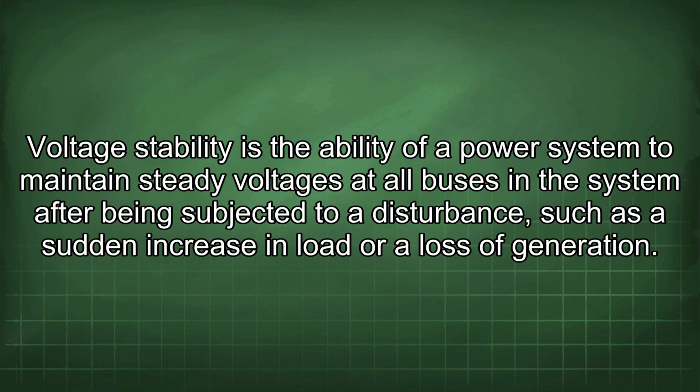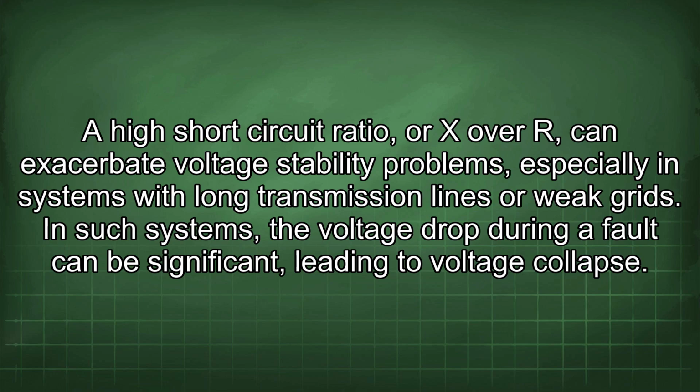Voltage stability is the ability of a power system to maintain steady voltages at all buses in the system after being subjected to a disturbance, such as a sudden increase in load or a loss of generation. A high short circuit ratio, or X over R, can exacerbate voltage stability problems, especially in systems with long transmission lines or weak grids. In such systems, the voltage drop during a fault can be significant, leading to voltage collapse.